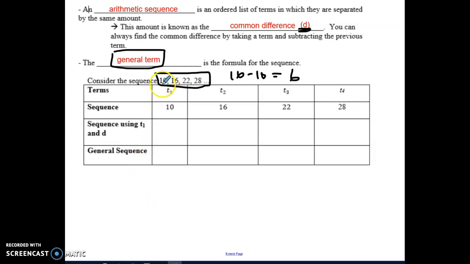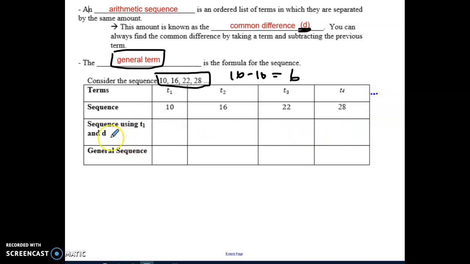So for the sequence 10, 16, 22, and 28, T1 is 10, because remember that's the first term. T2 is 16, so again that means the value of the second term is 16. T3 is 22, T4 is 28, and it would continue infinitely.